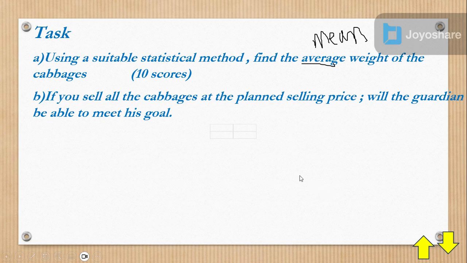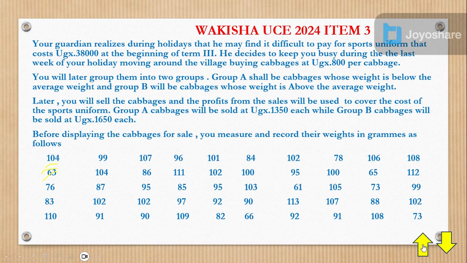So part A in the question says using a statistical table. Part A has been solved, we have gotten the mean. Now you're in part B: if you sell the cabbages at the planned selling price, will the guardian be able to meet his goal? Now what is his goal? Let's go and see in the question.